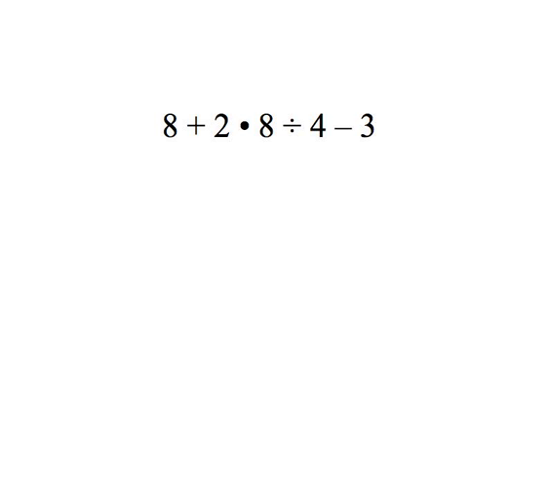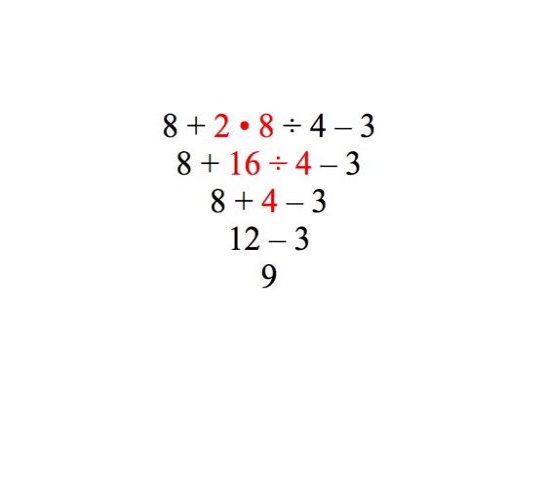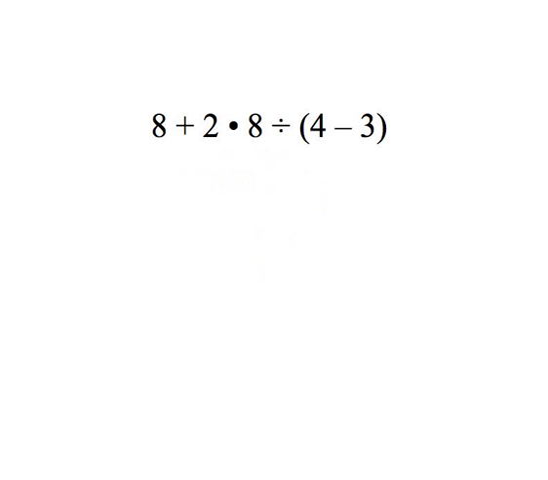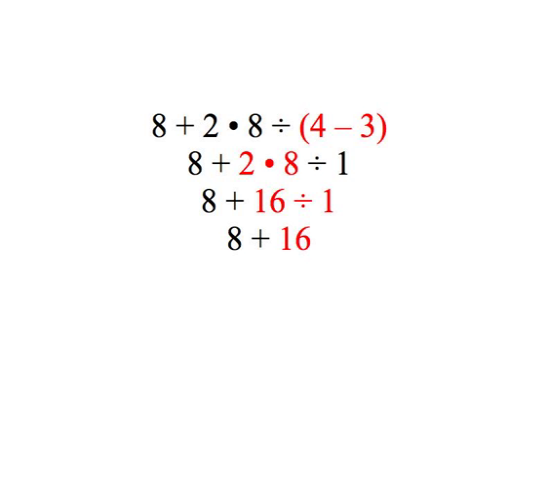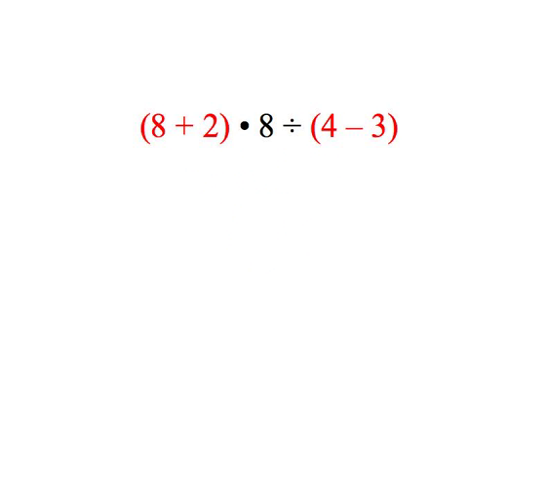Here's a longer expression. Normally, we'd start with the multiplications and divisions from left to right, followed by the additions and subtractions, as shown here. If we wanted to do the addition or subtraction first, we'd put grouping symbols around it. So in this example, we've grouped the 4 minus 3, and we get 1. And then we do the multiplications and divisions from left to right as shown, followed by the addition, and we get 24. What if we wanted to do both the addition and subtraction first?